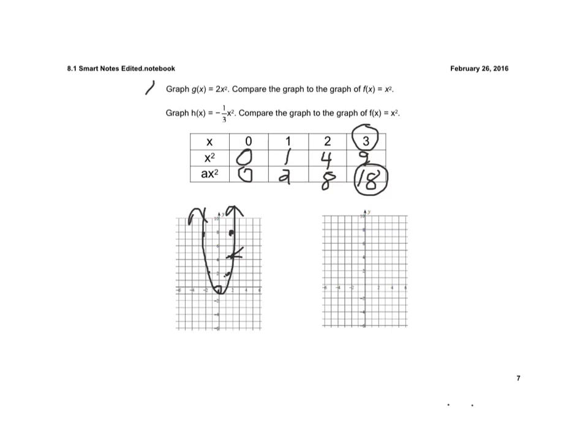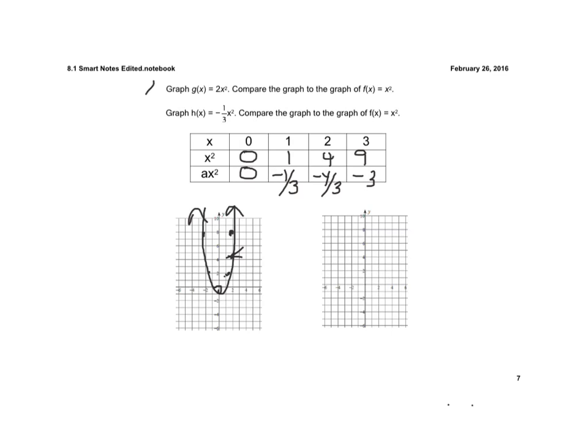Now if I do this other one, and this time here, let me erase this stuff here real quick. Now I plug 0 in. 0 squared is 0, and 0 times a negative 1/3 is 0. I plug 1 in. 1 squared is 1, and 1 times negative 1/3 is negative 1/3. 2 squared is 4, and 4 times negative 1/3 is negative 4/3. And then 3 squared is 9, and 9 times negative 1/3 is negative 3.